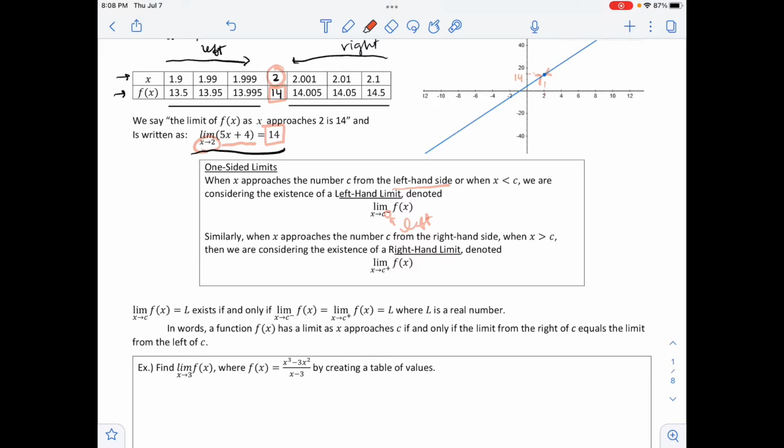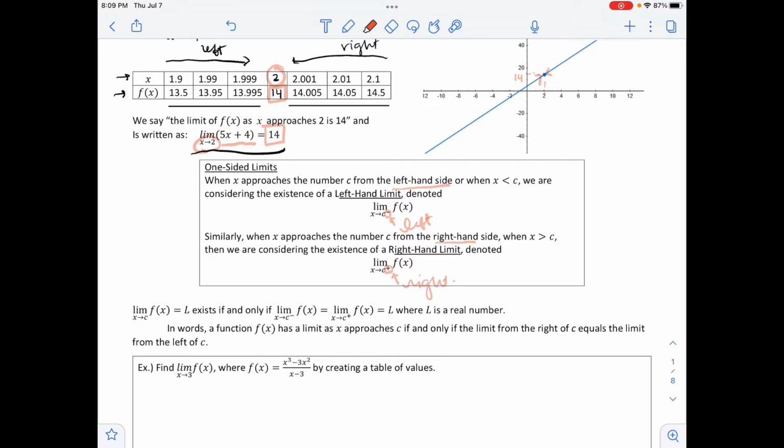Similarly, when x approaches the number on the right-hand side, when x is greater than c, then we're considering the existence of a right-handed limit, and that's denoted the limit as x approaches c from the right, and that from the right would be this little plus up here of f of x.